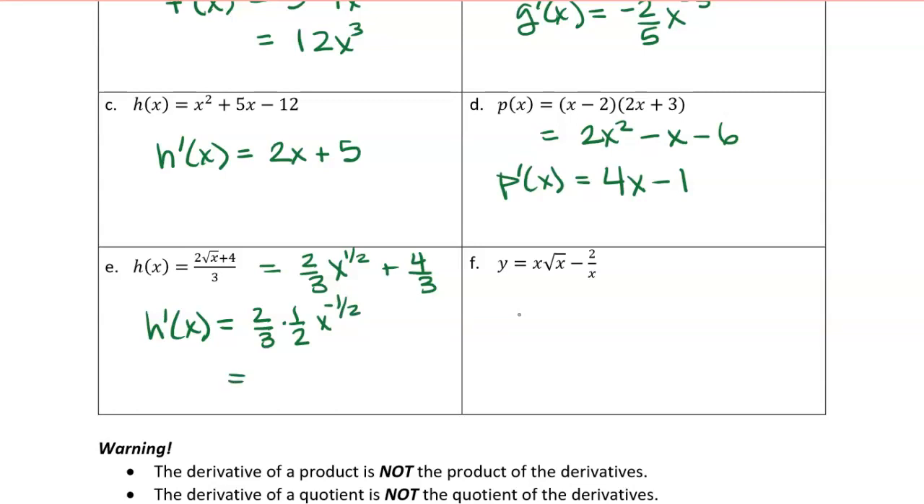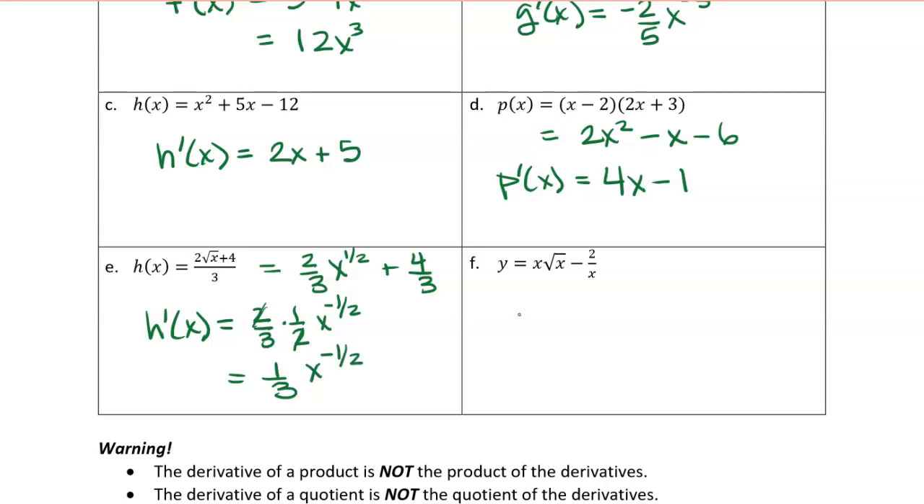But I probably want to rewrite this. I can sort of just cancel these 2's, right? I have a factor of 2 in the numerator and the denominator. So this becomes 1/3 x to the minus 1/2.